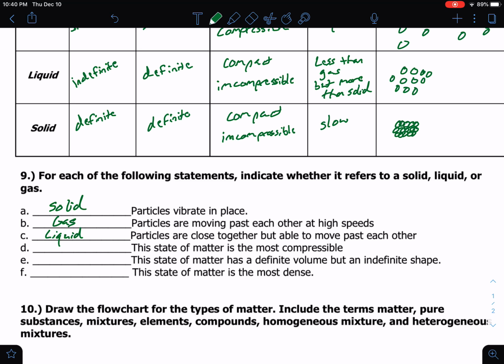The state of matter that is most compressible is going to be a gas, since there's all that space in between the particles, so you can compress it more. This state of matter has definite volume but indefinite shape. This is going to be liquid, because remember, liquid can take the shape of its container. And this state of matter is the most dense. This is going to be a solid.